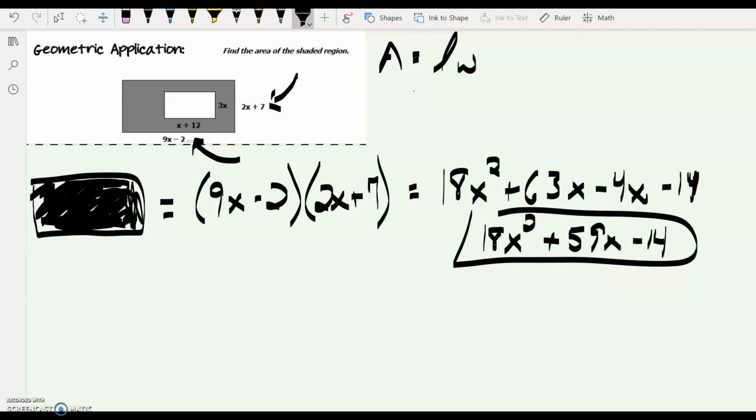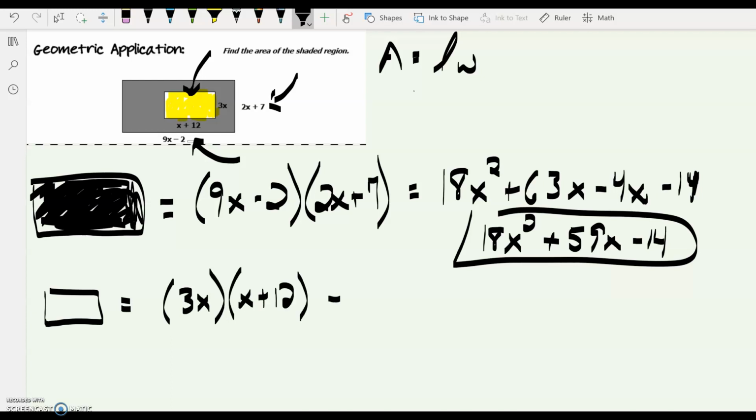But in order to find the area of the shaded region, we now have to worry about this section. We have to cut this section out, or subtract it from the total area of the whole thing. First we need to find the area of this small rectangle. That's again length times width: 3x times x plus 12. Once we distribute the 3x to everything, that is 3x squared plus 36x.